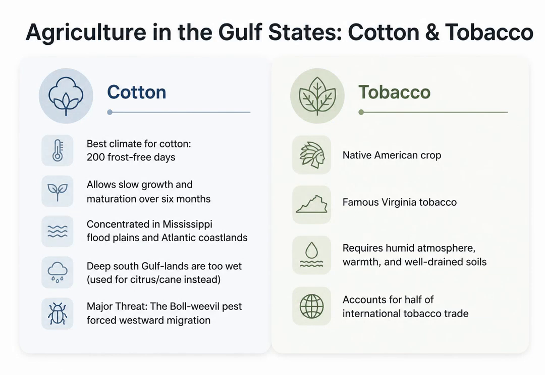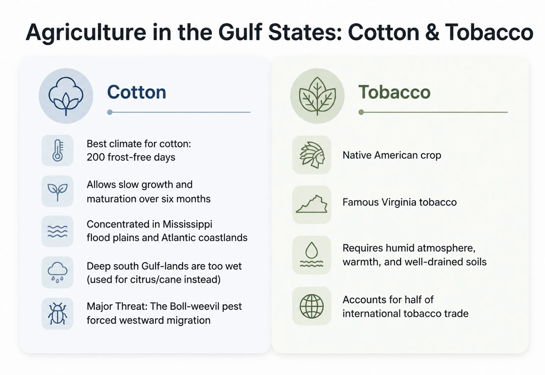It provides a long, hot growing season with 200 frost-free days, allowing the crop to mature slowly over 6 months. However, the immediate coastal Gulf lands receive too much rain, which damages the cotton lint, so those areas focus on citrus and sugarcane instead. Commercial cotton is concentrated in the Mississippi floodplains. A major historical challenge here has been the boll weevil, a devastating pest that actually forced the cotton belt to migrate westward.